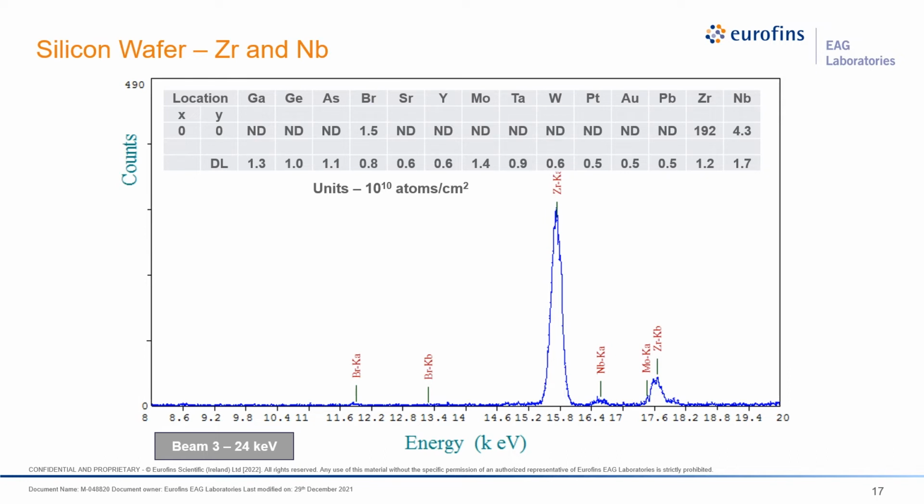We see a very low amount of bromine just above the detection limits, so 1.5 e to the 10. We see a nice strong zirconium peak. This quantifies at about 192 e to the 10 atoms per centimeter squared. And we also get a weak niobium peak that shows up just a bit over detection limits at 4.3 e to the 10 atoms.